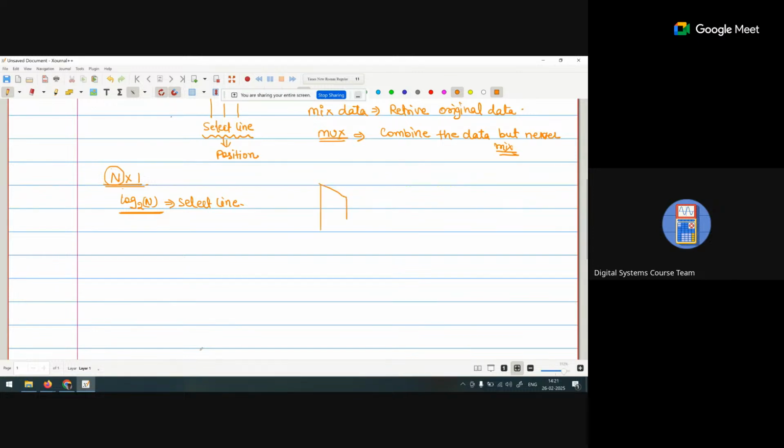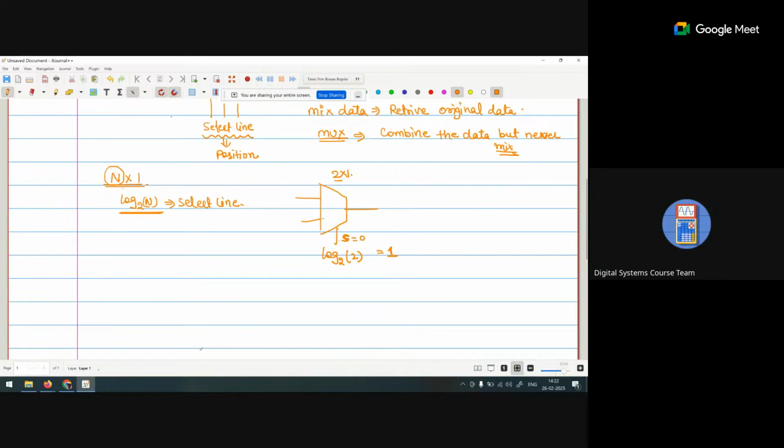If we say we have 2 inputs, the output is always 1. So 2 cross 1. How many select lines are required? Log base 2 of N, where N is 2, is 1. So only one select line is required. Now this is my select line.